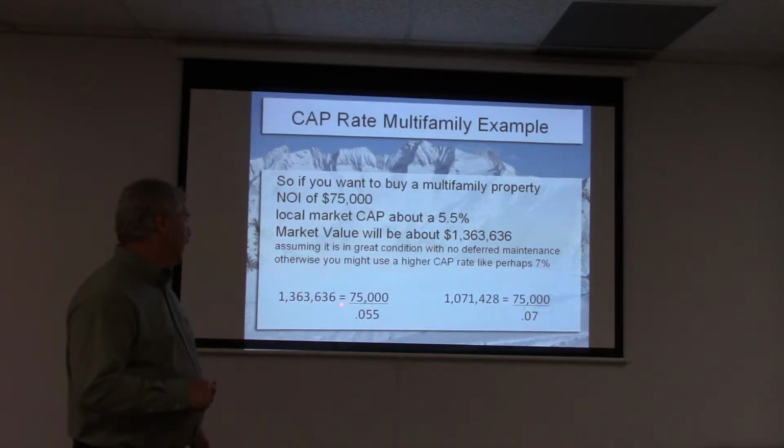And you can see down below the difference. 75,000 NOI, a 5.5 cap. The building should sell for about 1.3 million. But if you go to a 7 cap, either because you want a better return on investment or there is some deferred maintenance, you can see that there's roughly a $300,000 difference between the two. So cap rate makes a significant difference.